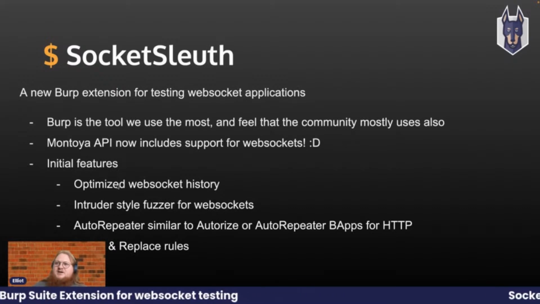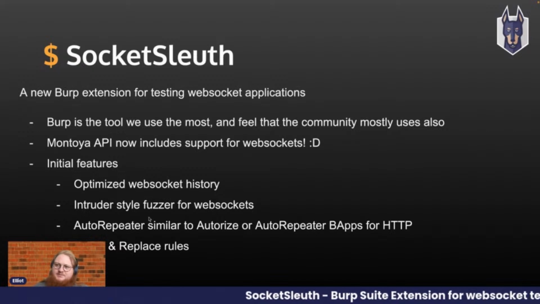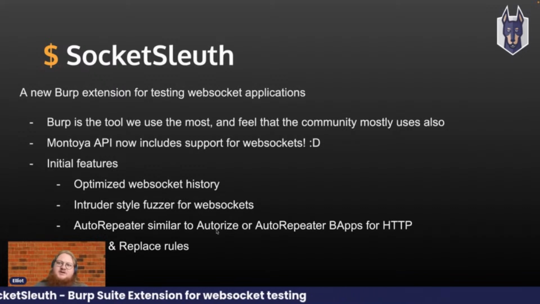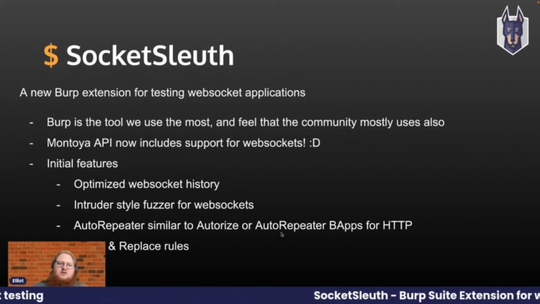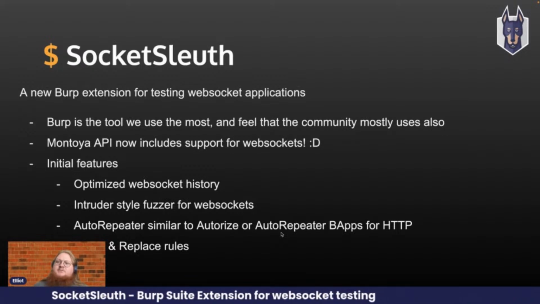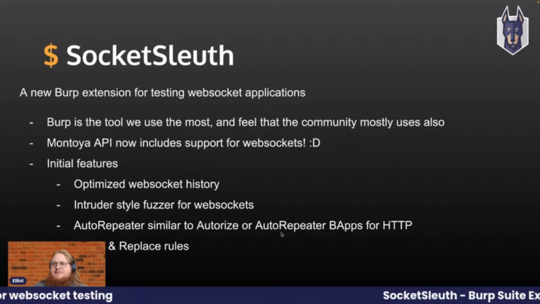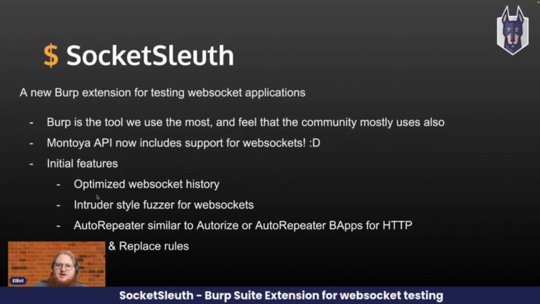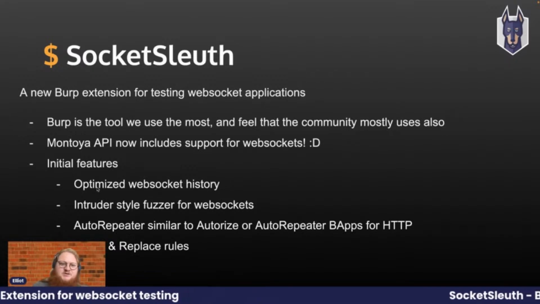Some of the initial features that we have here: we have a new view for viewing WebSocket information within Burp. We have an Intruder-style fuzzer for WebSockets. We have a feature similar to the plugins Authorize and Auto Repeater, which allow automated repetition of HTTP requests, but we're doing this for WebSocket messages, which allows us to find issues with authorization. And then we have match and replace rules. Although this is a limited feature set for now, it's already quite powerful, and we found this incredibly useful during some of our research into WebSocket-based vulnerabilities.